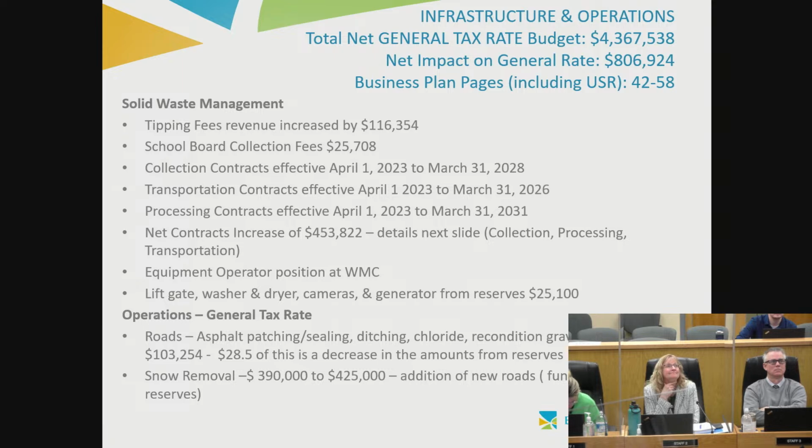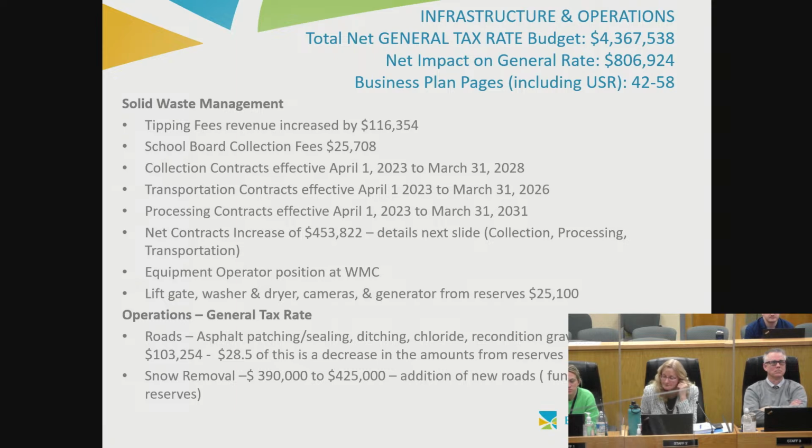In your operations section, there is an increase of about $103,000 on your contracts, primarily related to transportation infrastructure, chloride, reconditioning gravel roads, ditching of municipal ditches on municipal roads, and then asphalt patching as well. So the actual increase in costs is not $103,000, but that's the impact on your general tax rate. So it's about $80,000 of increase in costs, and then you have about $28,500 in decreases in amounts that we're recommending come from reserves to cover your costs.